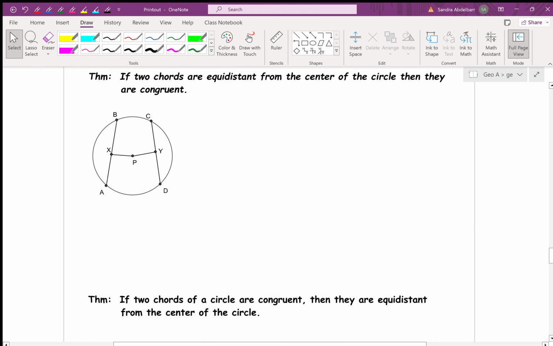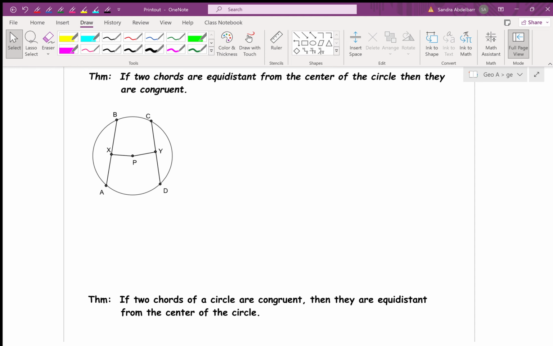Okay, a bunch of theorems. I decided that I'm not going to do any proofs in chapter 10, so all these theorems will just be applied to algebra problems. If two chords are equidistant from the center of a circle, then they are congruent.